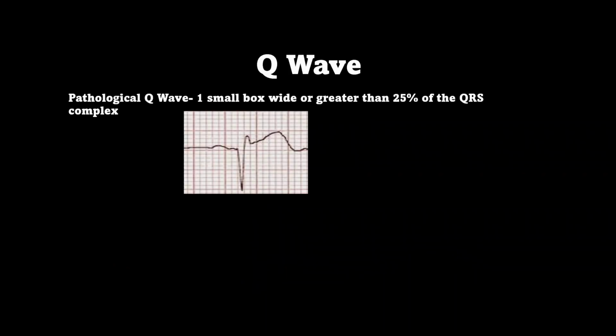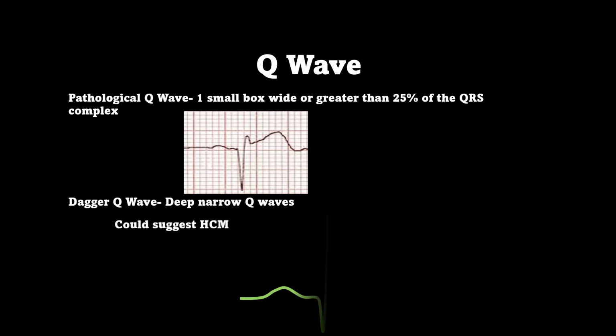Now we talk about Q waves. Q waves are the first negative deflection after our P wave. It can be normal to have small Q waves in most of your leads, but not all of your leads. Pathological Q waves can occur during a heart attack, also called myocardial infarction, and are said to be at least one big box wide or greater than 25% of the QRS size.